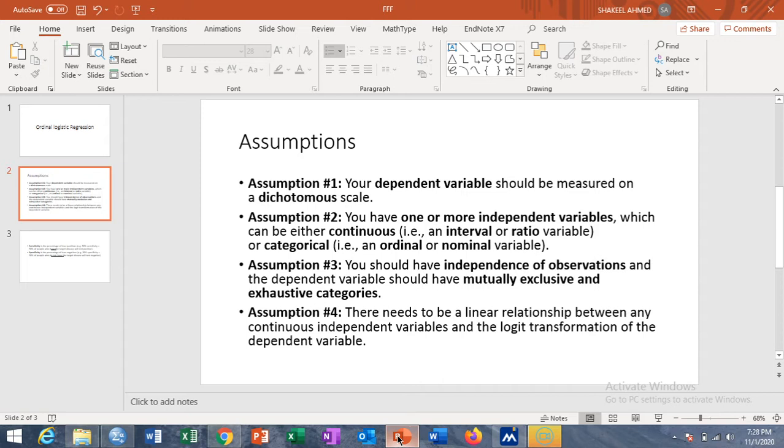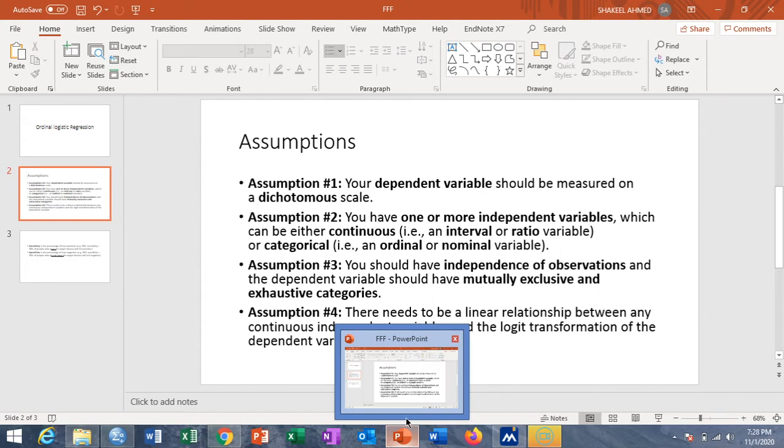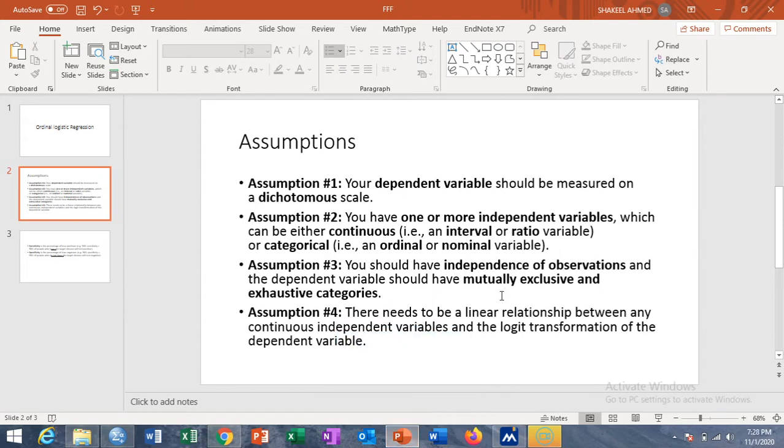And the fourth assumption is that there should be a linear relationship between the log transformation of the dependent variable and the independent variables. So you should keep in mind, before applying a logistic regression, whether your data fulfills these assumptions of the logistic regression model.